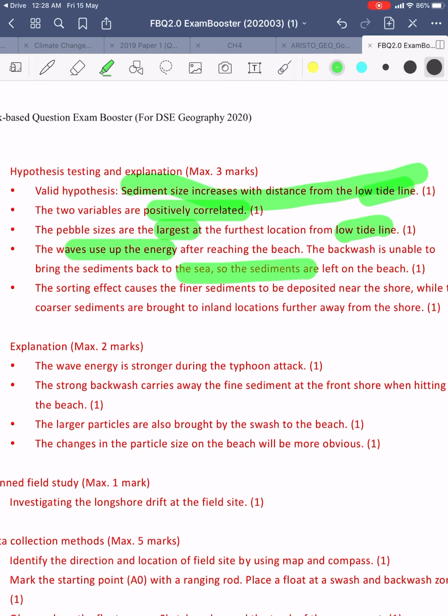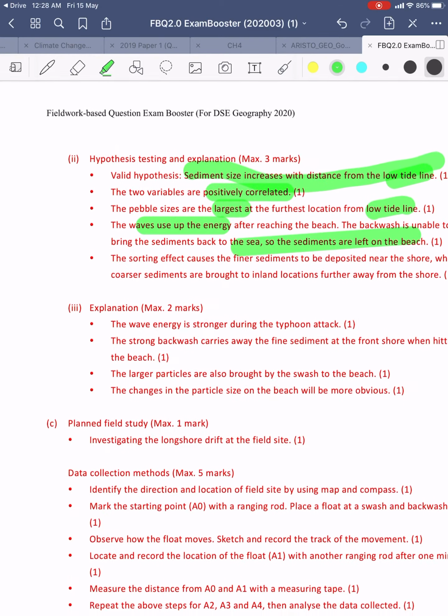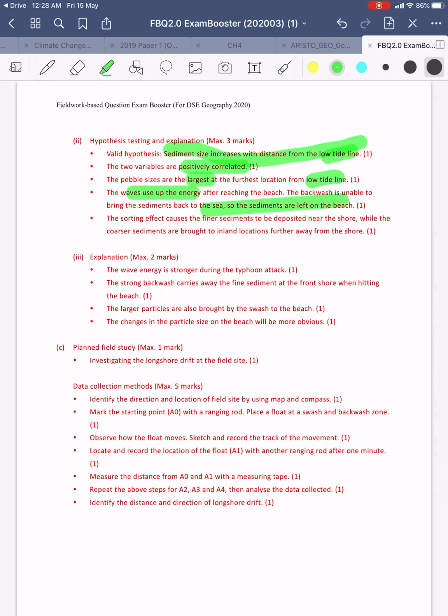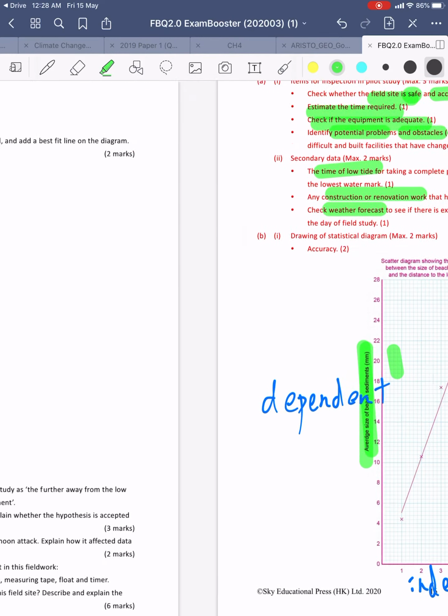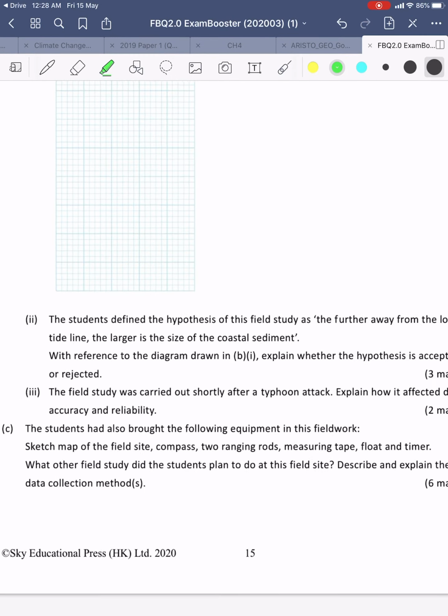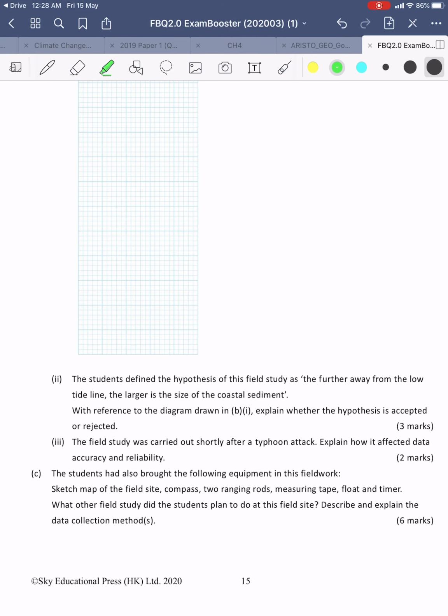Can you see this one is the explanation? The backwash is weaker than the swash, and the swash is bigger than the backwash, so the sediment is left on the beach. Okay. So this one is the explanation. So tell me the explanation when you are doing the hypothesis justification.